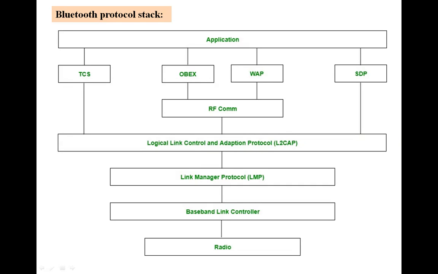It is distributed into three things like TCS, then RFCOMM. RFCOMM has OBEX and WAP, and last is HDP. All these are meeting to applications. Now we will see one by one what these are. So I'm going over to the next slide.